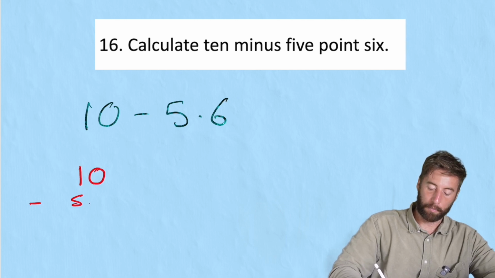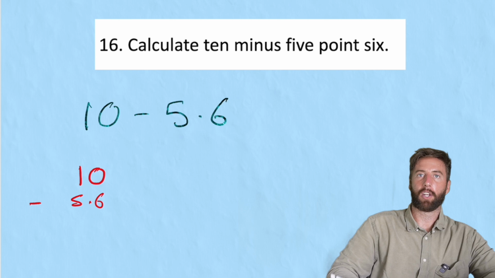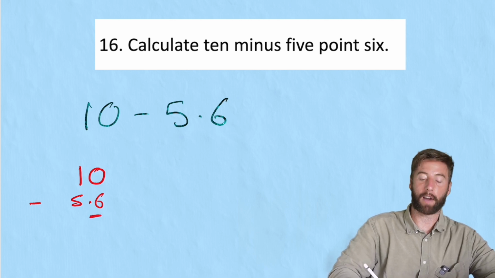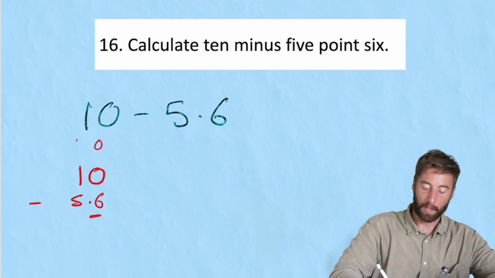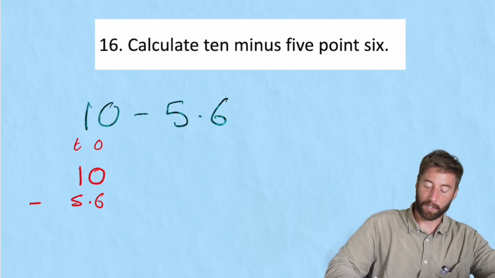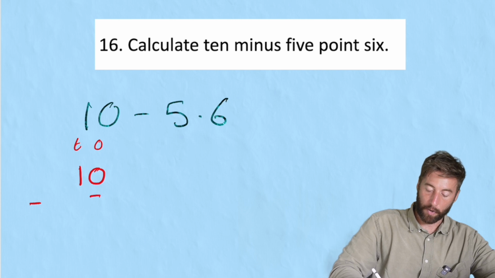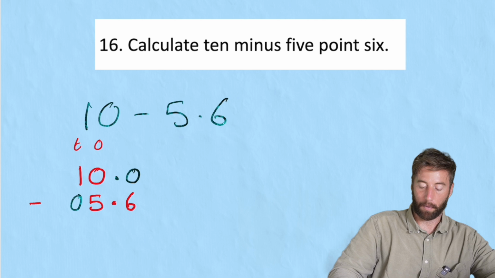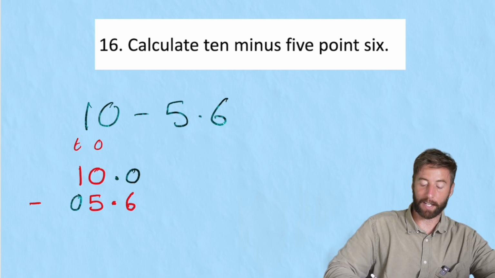minus 5.6. Is that correct? No, because what I've done here is I put this decimal 6, the fraction, in the ones column, and I've put the 5 in the tens column. Well, that 5 is not a 10, the 5 is only a 1. So the 5 needs to go into the ones column, then I need a new column for my decimal point and my sixths. So then I need to fill the rest in by putting a decimal and a placeholder, and putting a placeholder over here as well. So my question actually says 10.0 subtract 0.5.6.